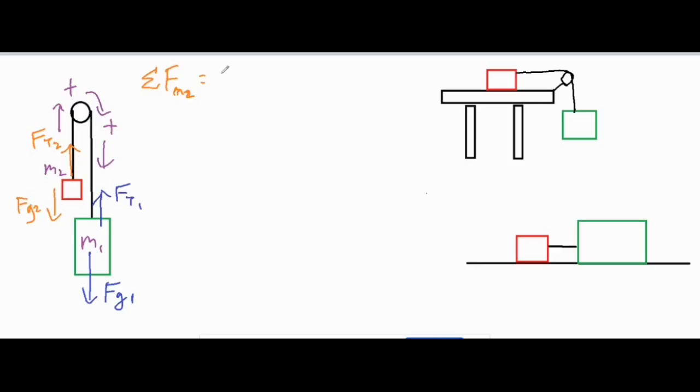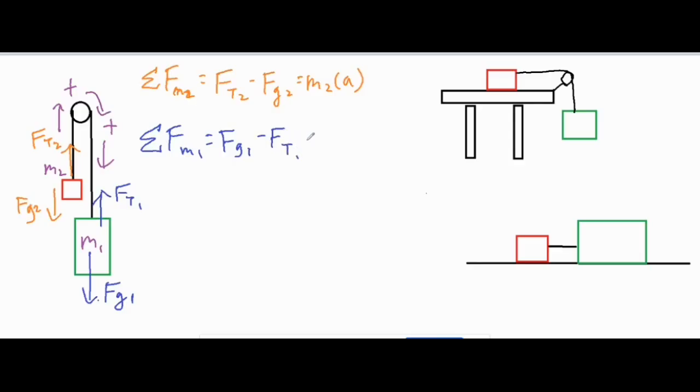So for M2, we have our Ft2 minus our Fg2, and that equals the mass times acceleration for M2. And then similarly for the sum of forces for mass 1, we have the same thing, but Fg1, remember, is in this direction of how everything flows. So Fg1, although it's downwards, we're going to call that positive in this particular scenario.